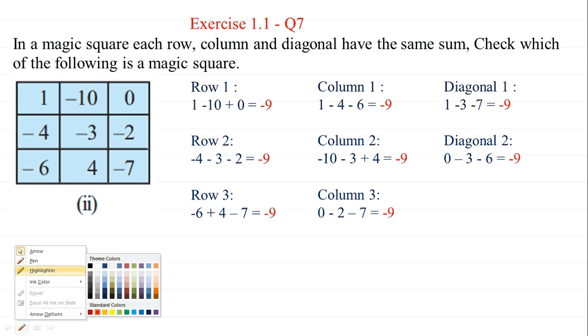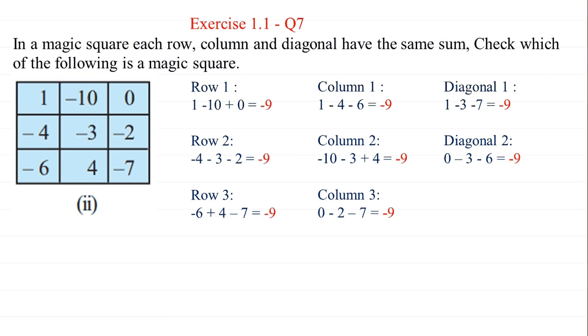So what we can see in this square is that the result of every row is minus 9. In the same manner, in all three columns the result is minus 9. In the same manner, the sum of these diagonals is also minus 9.